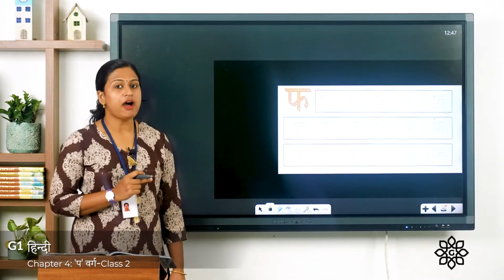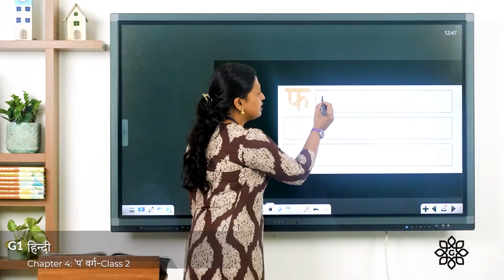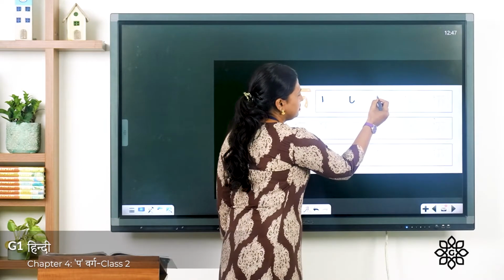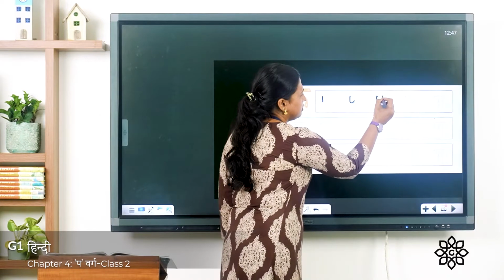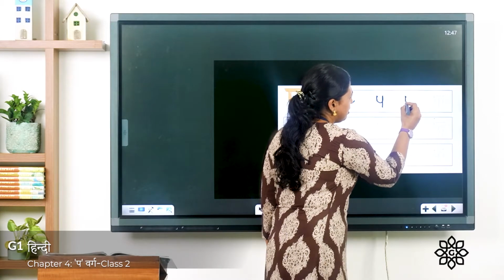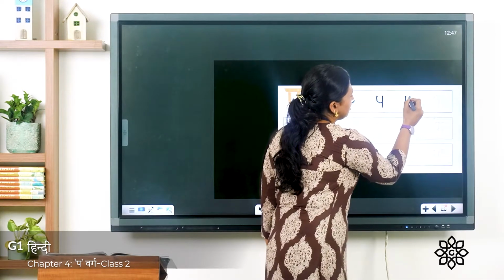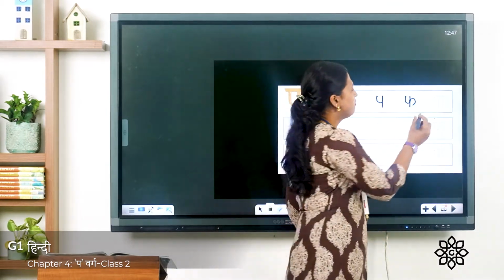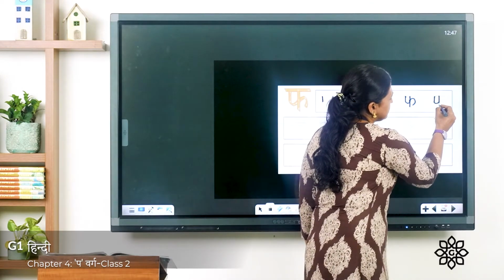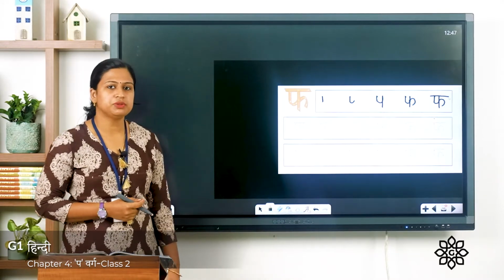Next vyanjan letter is fa. Fa say fal. So again you have to draw a short standing line, then standing line and turn towards the right. Once again, the same way we wrote pa. This way also you can write fa. Standing line. Then again you can write pa. Then the small curve. This is also one method of writing fa. Standing line, turn towards right and standing line and a small curve on the top, sleeping line. So rest of them you can do it by yourself.